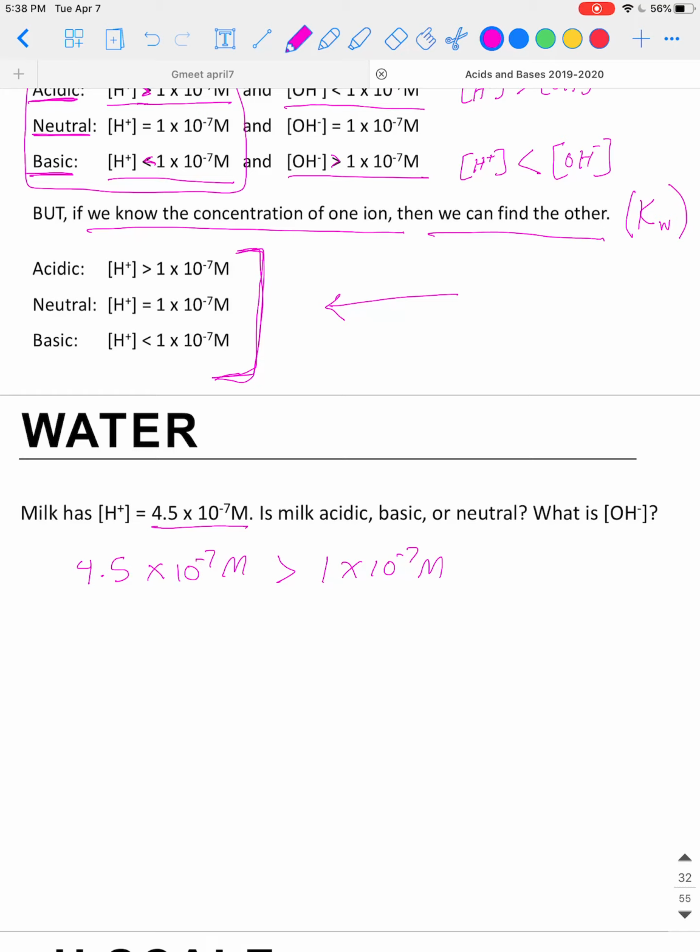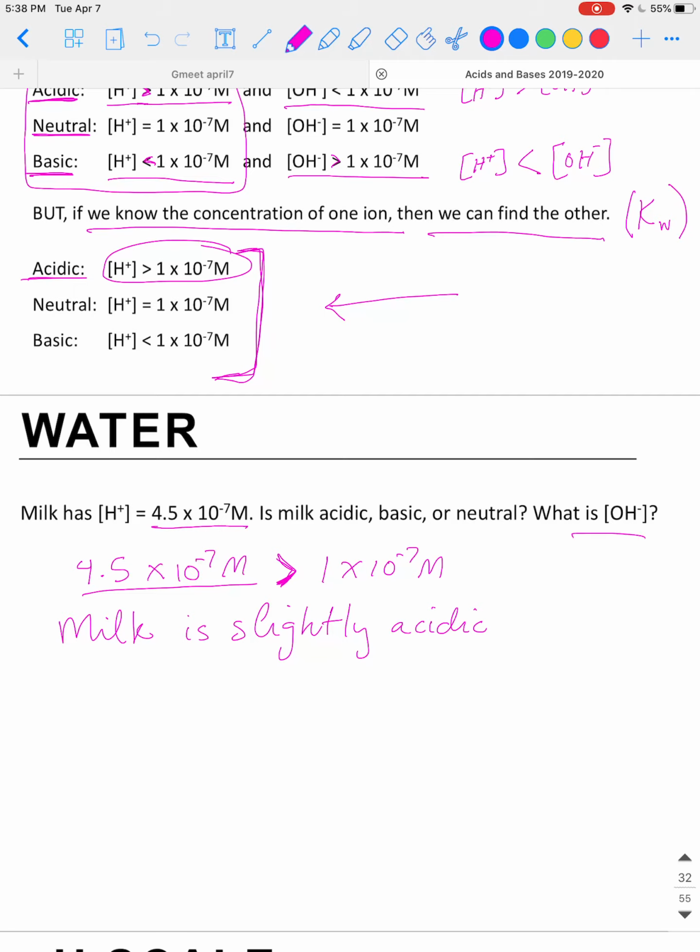Okay, and remember, if the concentration of H plus is greater than 1 times 10 to the minus 7, that is an acidic solution. So milk, bet not many of you would really have guessed this, but milk is slightly, not a lot, but slightly acidic. Because 4.5 times 10 to the minus 7 is greater than 1 times 10 to the minus 7. So milk is slightly acidic.